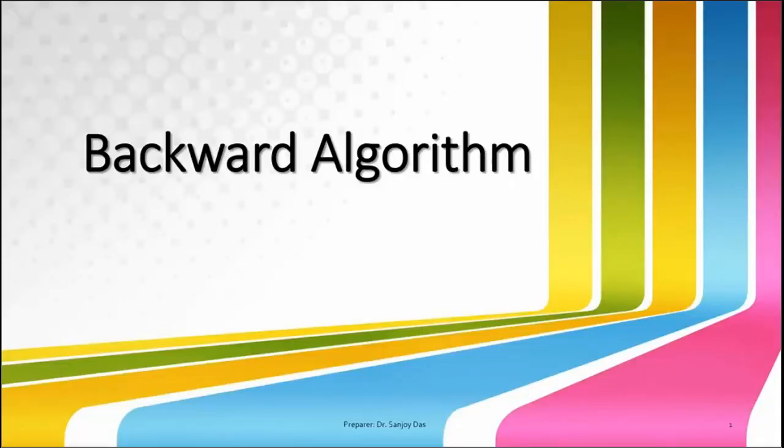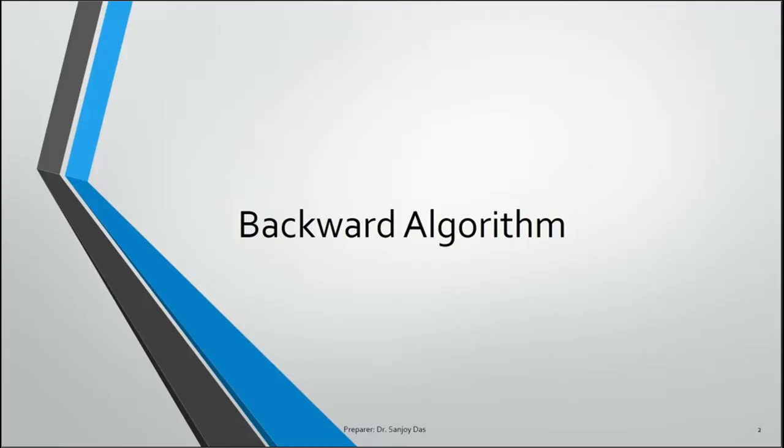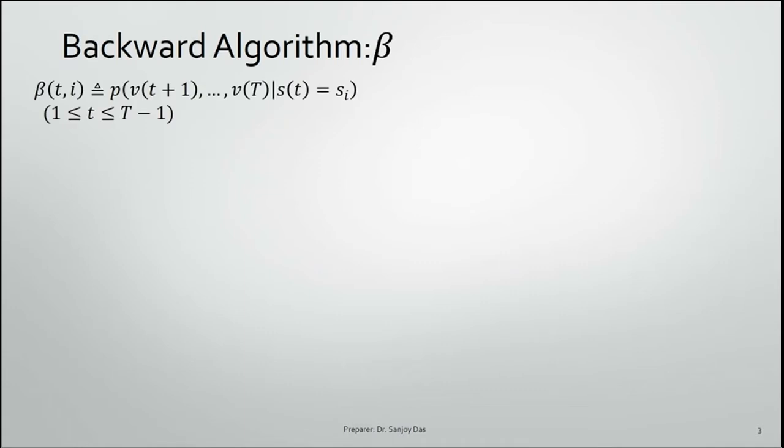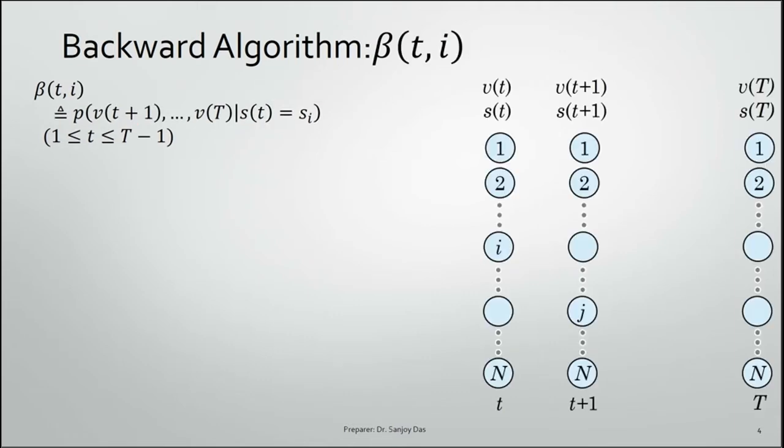Now let's look at the backward algorithm for HMMs. The backward algorithm. So we define a backward variable beta as follows. Beta_t(i) is the probability of the future outputs V_{t+1} to V_T given state S_t equals S_i. So this is what it looks like visually.